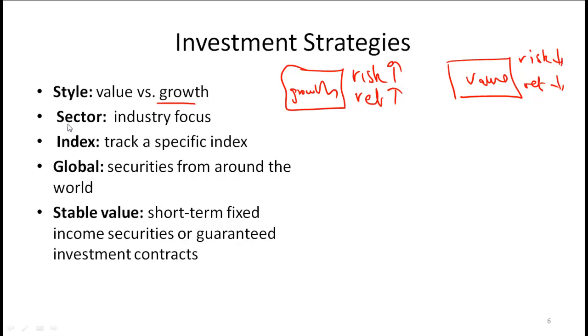You can also have mutual funds based on different sectors. For example, you can have a mutual fund that is based on the healthcare sector. You might have a mutual fund that invests in companies in the technology sector, and so on. So those are sector funds. An index fund would be a fund that tracks a specific index. So this would clearly be a passive fund. A fund that tracks the S&P 500 would classify as an index fund.